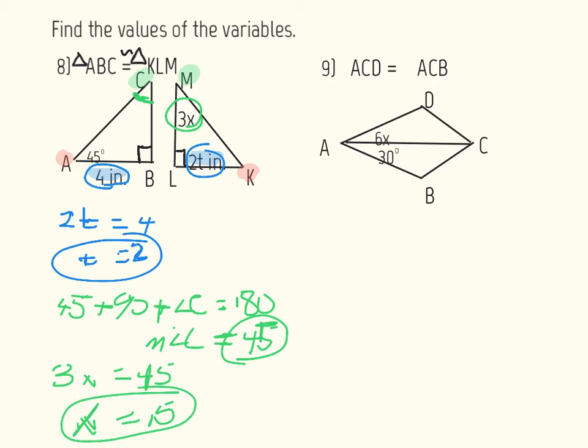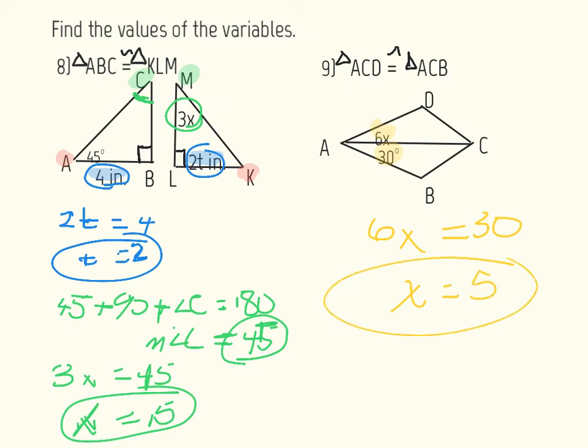For question 9, I'm given that triangle ACD is congruent to triangle ACB. What that means is this angle DAC is the same as BAC. So on this one, all I have to do is set them equal to each other right away. So I have 6x equals 30. Solve for x, x equals 5. And that's your final answer.